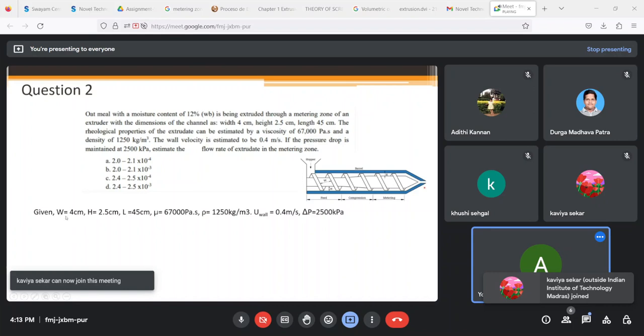So the given is that the width is 4 centimeter, height is 2.5 centimeter, length is 45 centimeter. Now the viscosity is given as 67,000 pascal second, density is 1250, and the wall velocity is 0.5 meter per second. And the difference in pressure is given as 2500 kilopascals. So we need to find out what is the flow rate of the extrudate. That is, the extrudate will come from the feed and move through the extrusion equipment towards the die. So there will be a flow rate of the extrudate coming out from the metering zone.